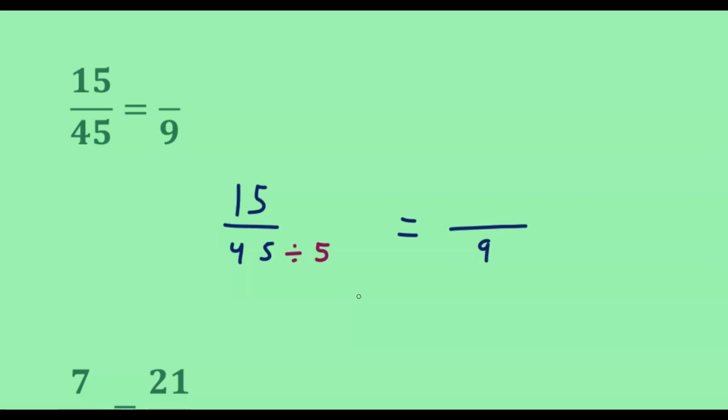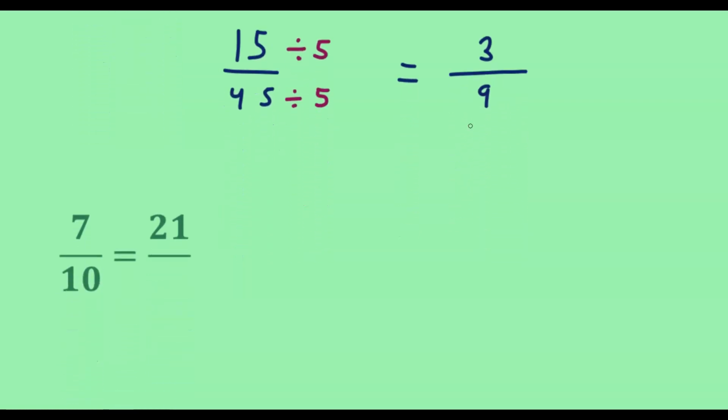And we want an equivalent fraction, so we need to divide the numerator by that same number. So we have 15 divided by 5, and 15 divided by 5 is equal to 3. So what do we end up with? We have that 15 over 45 is equal to 3 over 9.